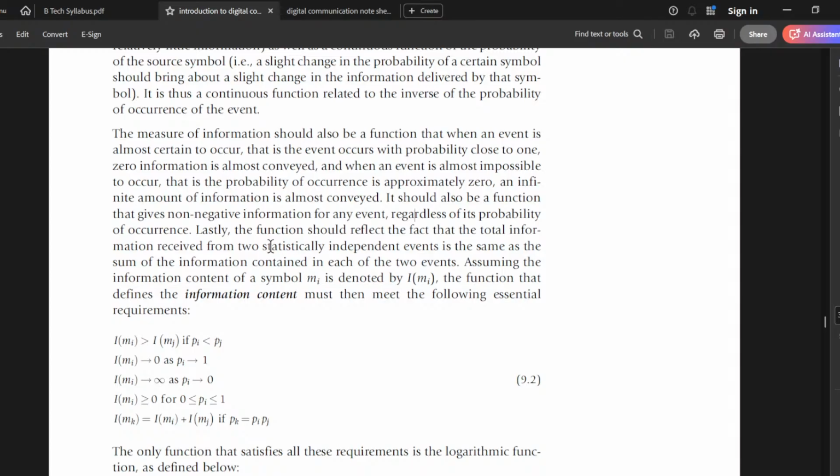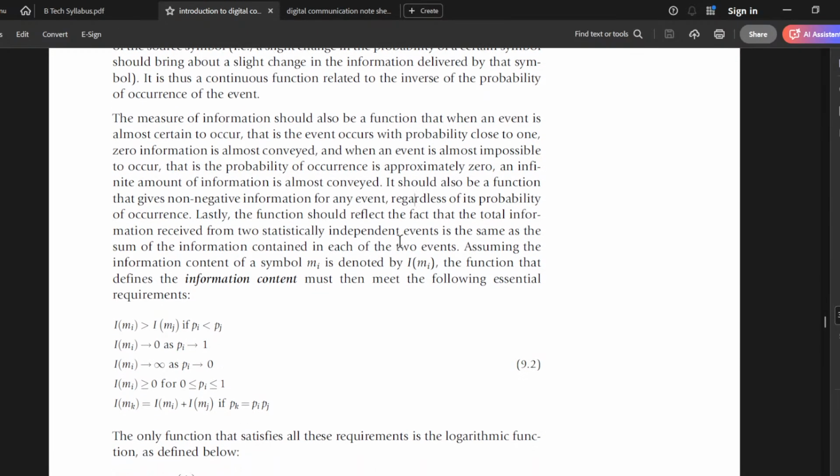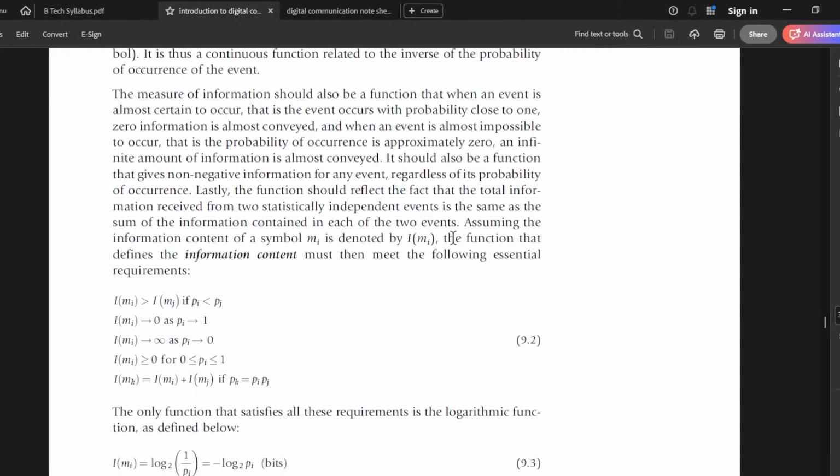And lastly, the function should reflect the fact that the total information received from two statistically independent events is the same as the sum of the information contained. Total information received is equal to the sum of the information contained.